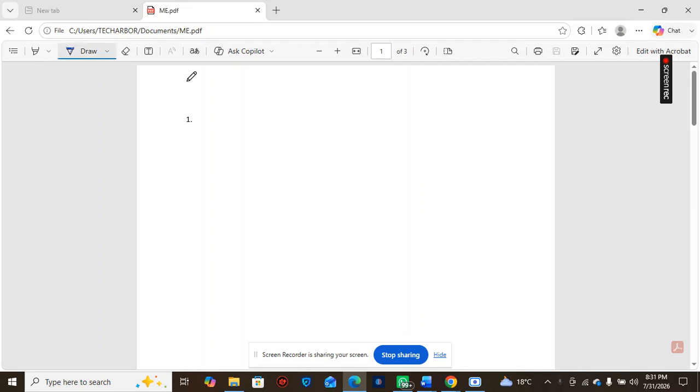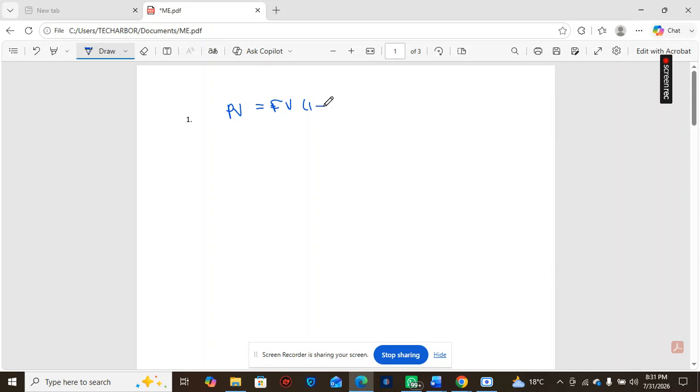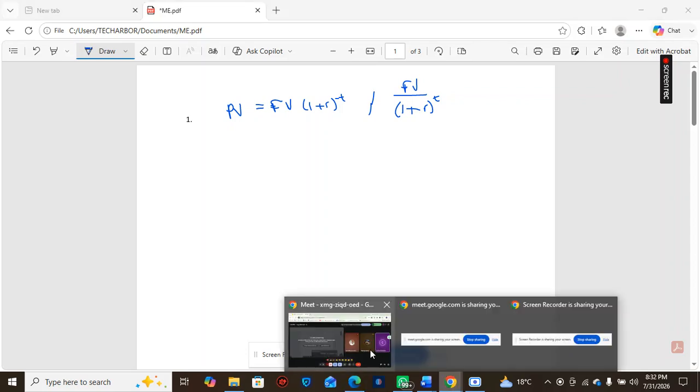So remember, colleagues, present value equals future value times (1 plus r) to the power negative t. Or the other one, it's future value over (1 plus r) to the power t. Whichever you use, you get the same figures. So our future value is 2.5 million.